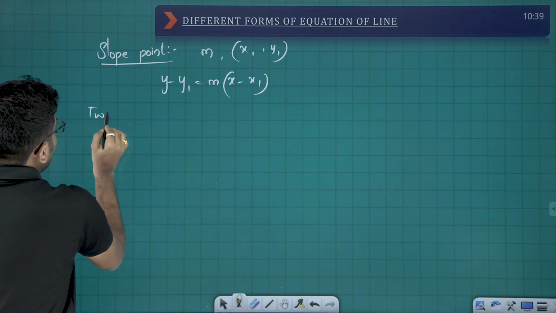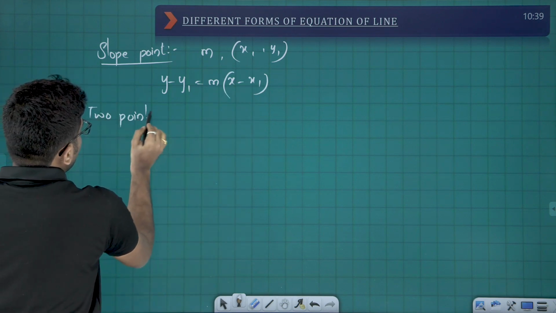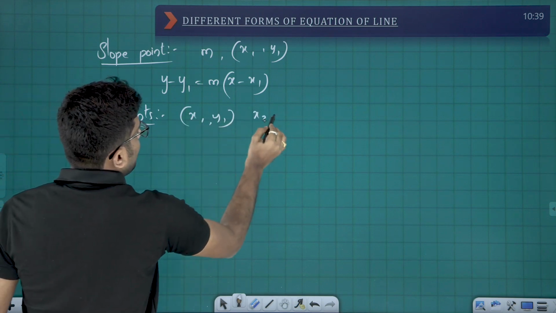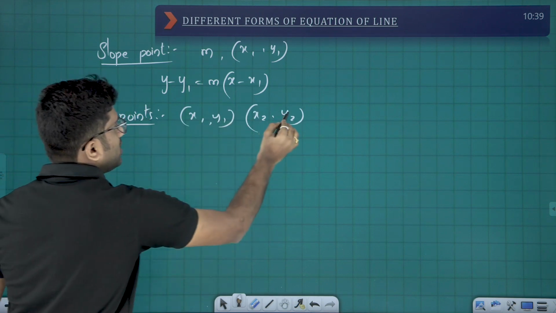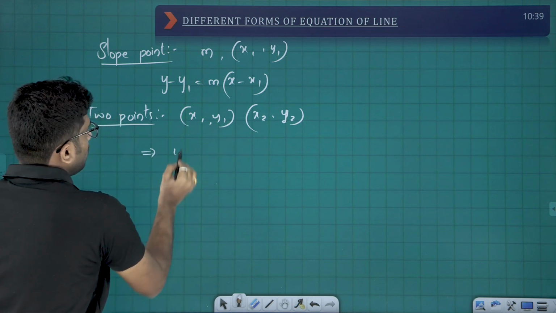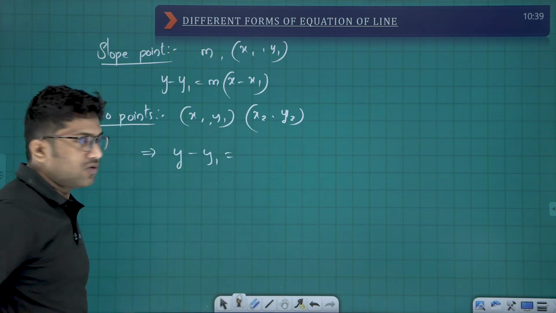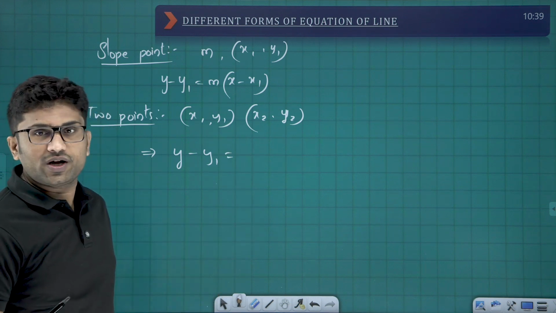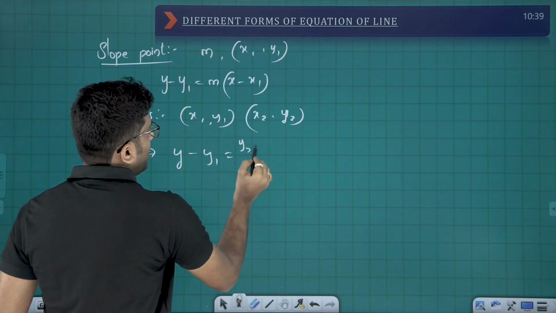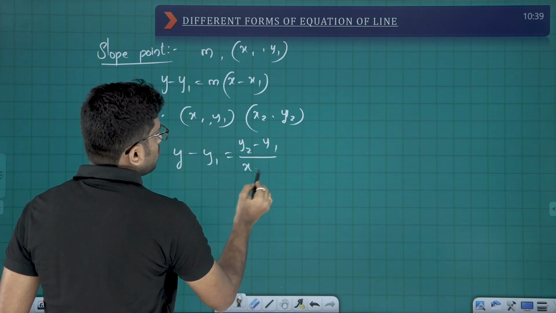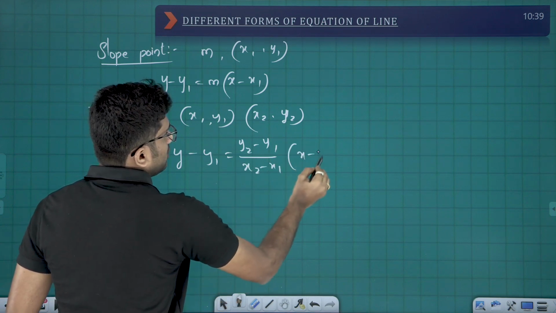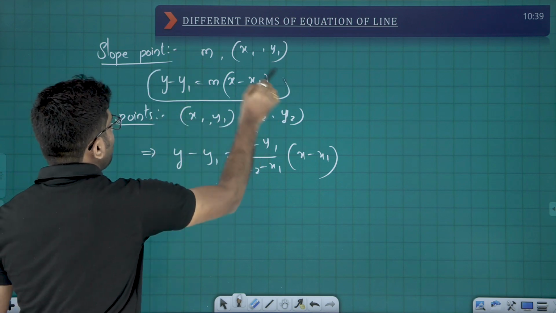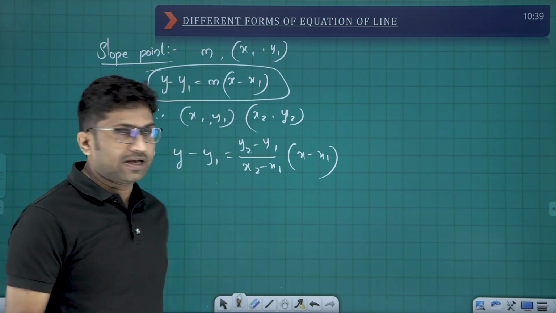Next, two points form. If they give you two points x1 comma y1 and x2 comma y2, the equation of the line passing through them is y minus y1 is equal to, friends, when you know two points on the line, you can get the slope. What is the slope? y2 minus y1 divided by x2 minus x1. Everything we take from this only. Every equation will take this as the standard form.